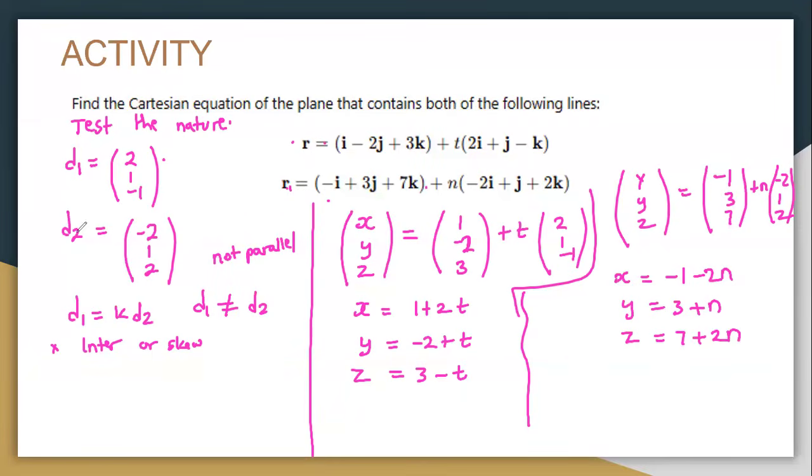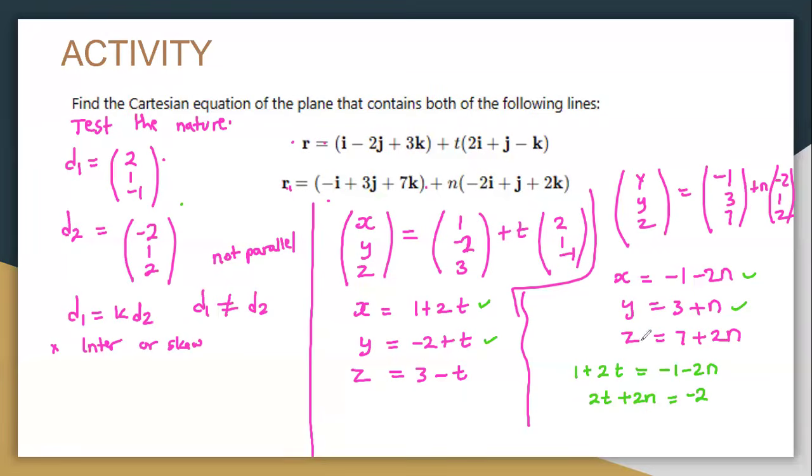Now, we are going to solve simultaneously such that we find out what is the value of t and what is the value of n. So we equate the x and the x, equate the y and the y. So I'm going to say 1 plus 2t is equal to -1 minus 2n. So when I work it out, I have 2t plus 2n is equal to -1 minus 1, which gives us -2.